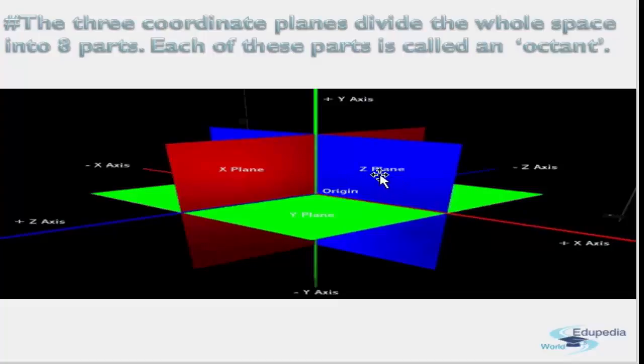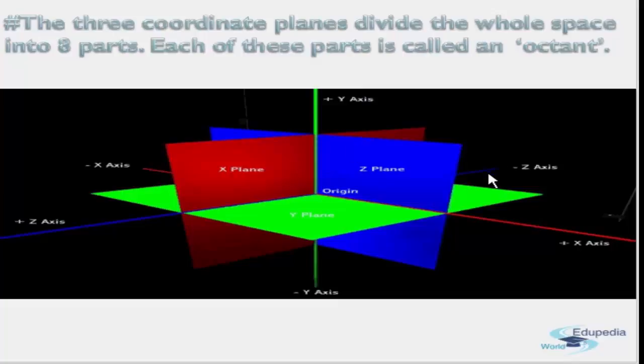One thing to remember over here that I want to explain to you through this slide is that these three coordinate planes divide the whole space, all of these x, y and z, the positive x, the positive y, the positive z, and the negatives of these, into 8 parts. Each of these parts is called an octant. Now why is this called an octant? Because oct is for 8.